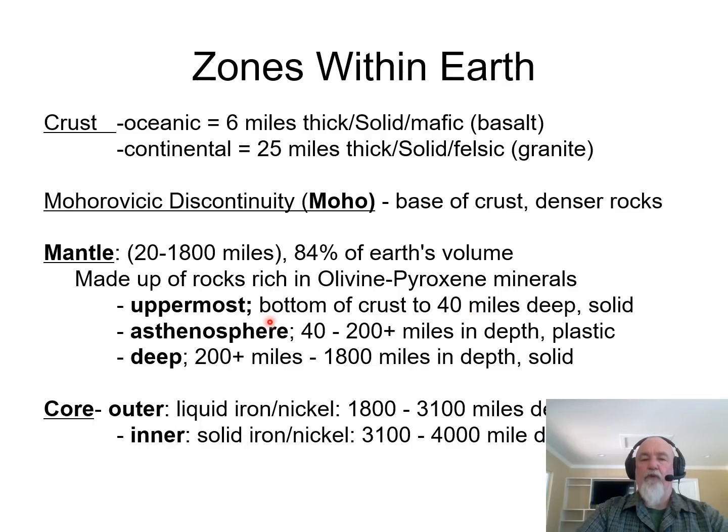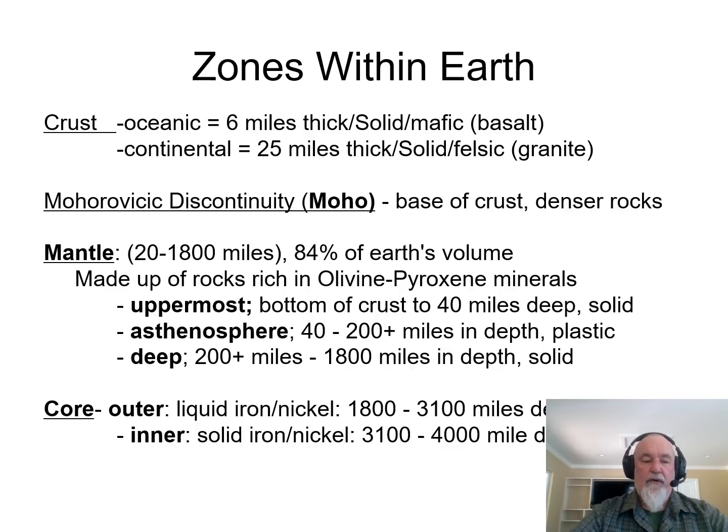Base of the continental crust down to about 40 miles below the surface. And this uppermost mantle, again with olivine pyroxene chemistry, is solid and it is glued to the crust. So the crust, whichever type of crust, and the uppermost mantle act as a solid unit of rocky material down to about 40 miles on average below the surface of the Earth. So again, we've got solid crust, solid uppermost mantle.